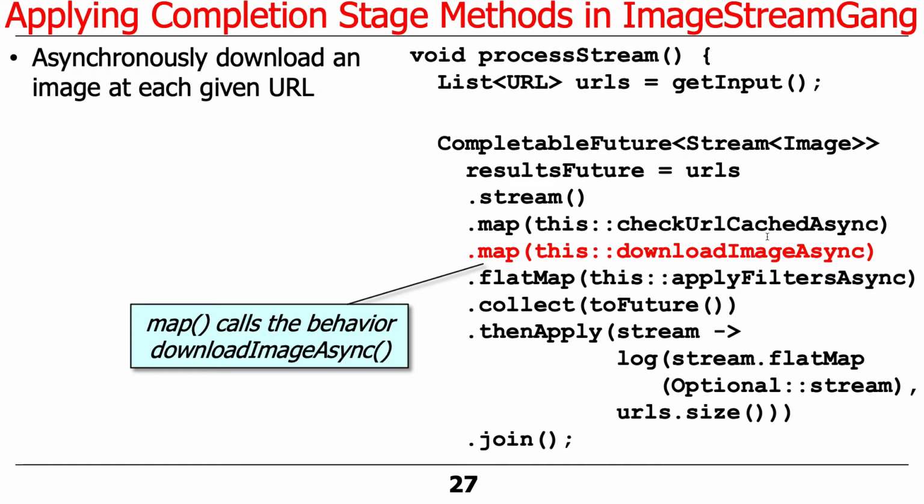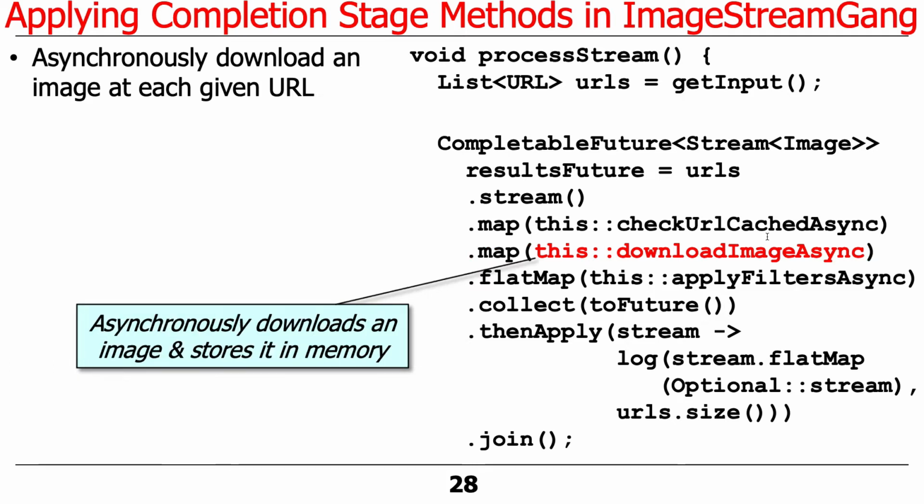All right, let's now talk about completion stage methods. So far we used a factory method to get the computation initiated asynchronously with this call. And now we're going to call map. And we're going to use downloadImageAsync as the behavior to download the image if we need to. What the heck does that mean? Well, if it turns out that what we got back from one of our URLs was an empty optional, we're just going to skip over it in downloadImageAsync.